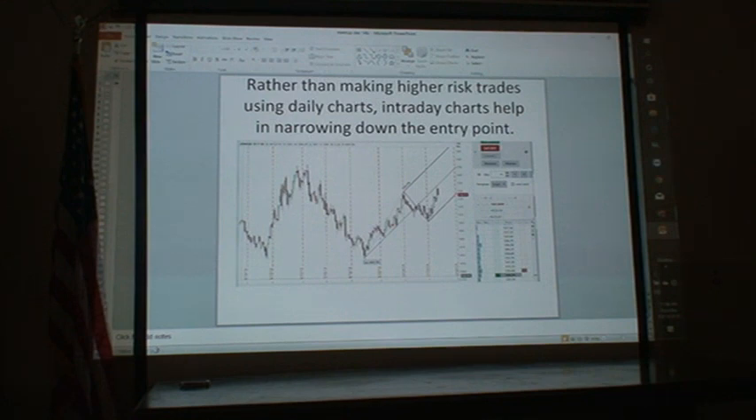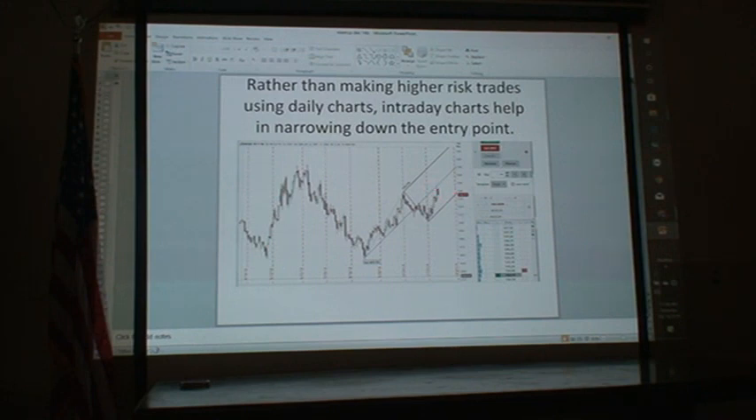Rather than making high-risk trades using daily charts, intraday charts help in narrowing down the entry point. This, for example, is a weekly chart, and as you can see, we wound up being short here, and price had gone up to the median line. We wound up going short in the wheat. And this was a few weeks ago. This was, I don't know, sometime earlier this month.